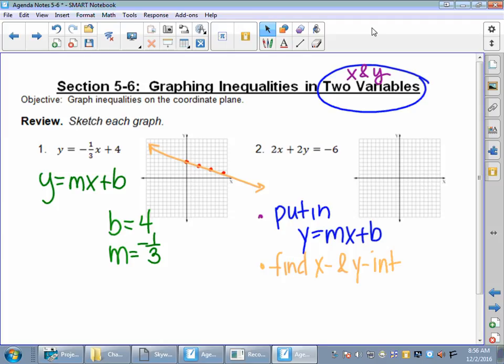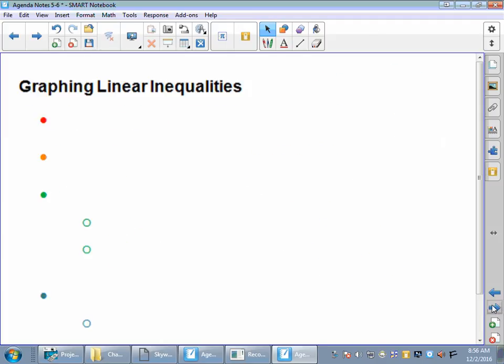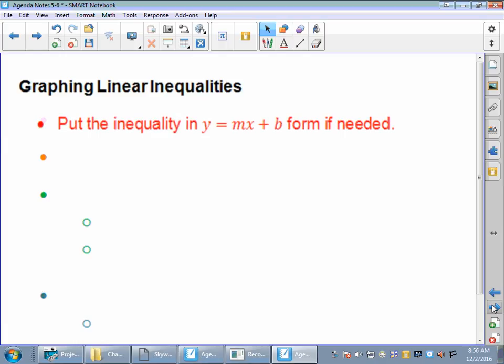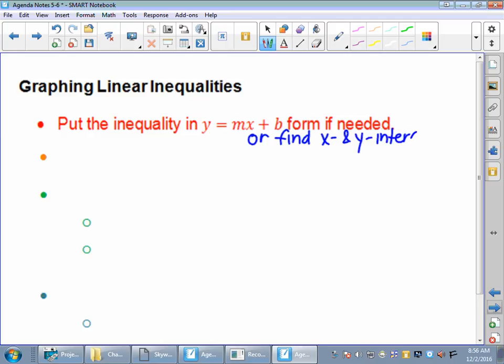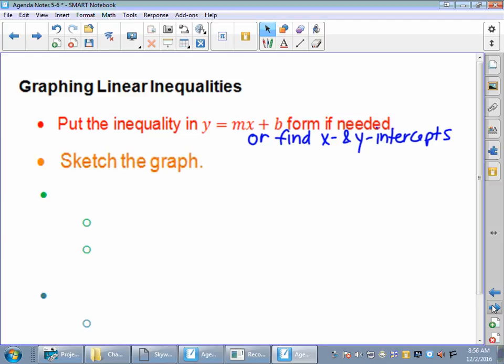So let's talk about graphing linear inequalities. First thing, if it needs to go into mx plus b form, do so, or if you need to find the x and y intercepts. I guess I should add that, or find x and y intercepts. I'm okay with that as long as you know what you're doing. Remember, your work should show me that you know what you're doing. Otherwise, I don't know what you're doing. We are going to sketch that graph, put points on it so we have things to connect.